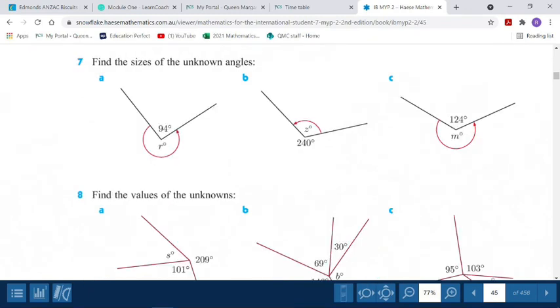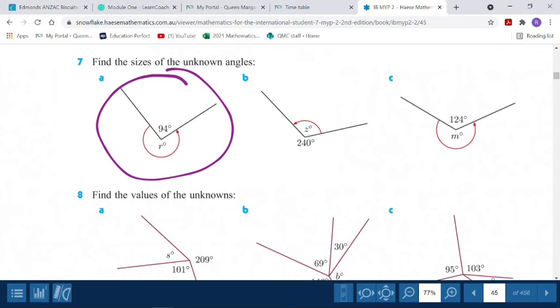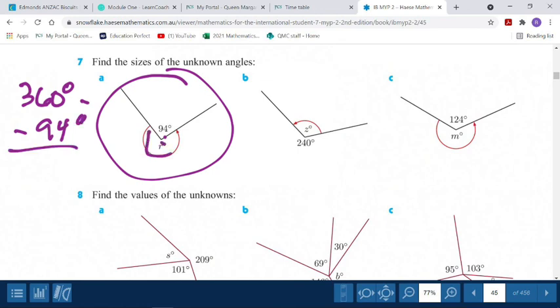Look at this one. What do I know? What do I have here? That's not a straight angle. It's a reflex angle. And a reflex angle is always the measure of the whole revolution. So 360 degrees minus that reflex angle. So minus the 94 will give you the R.